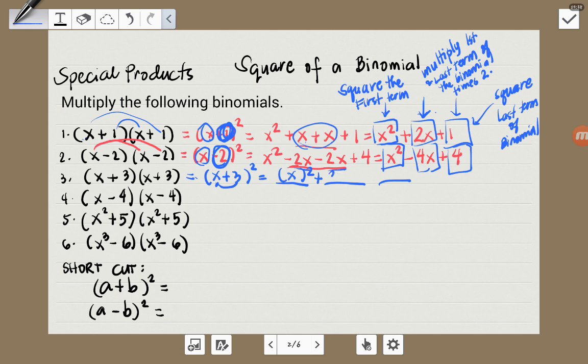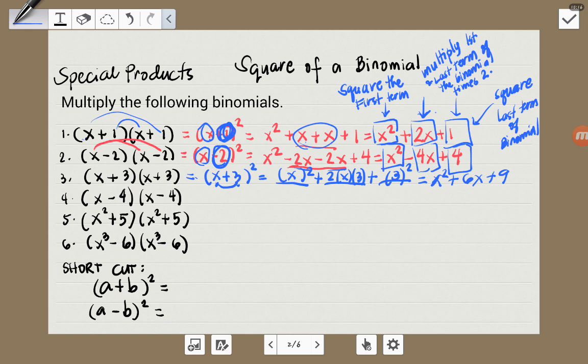Times 2. So, 2 times x times 3 plus yung last term natin ay square lang ni 3. Yung last ito. So, simplify na natin. Square ni x ay x square. And then, 2 times 3, 6 times x, 6x plus 9.